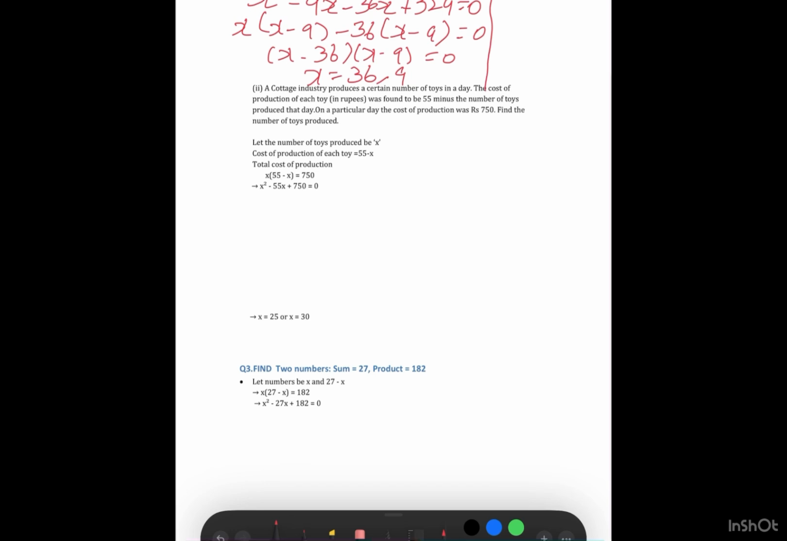If John is having 36 marbles, then in that case Jivanti will have 9 marbles. If Jivanti is having 9 marbles, then John will have 36 marbles. I hope this question is clear with everyone.